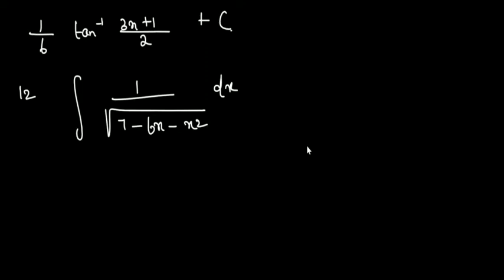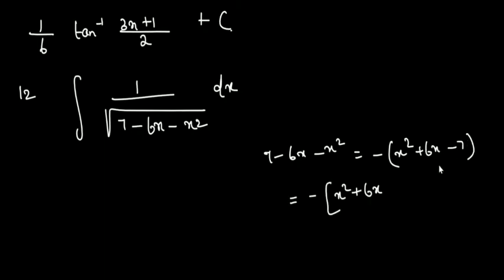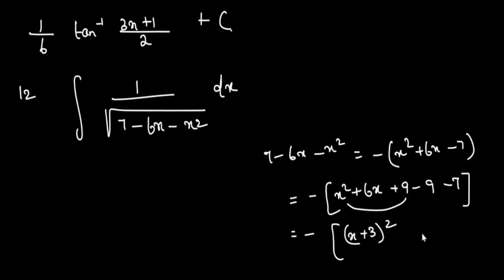So take this quadratic, that is 7 minus 6x minus x square. Take out minus outside. So this will become plus x square plus 6x minus 7. The coefficient of x divide by 2 and then square it. So it will become 9. So 9 minus 9 minus 7. That is equal to minus of, this is x plus 3 the whole square minus 16.